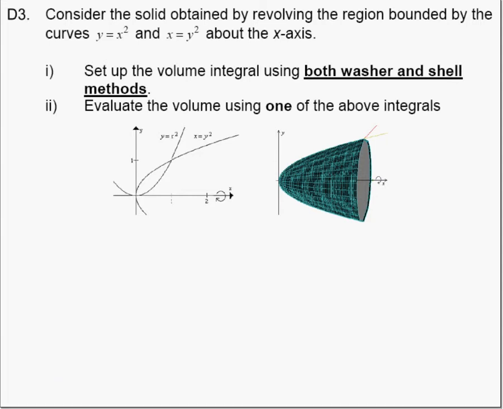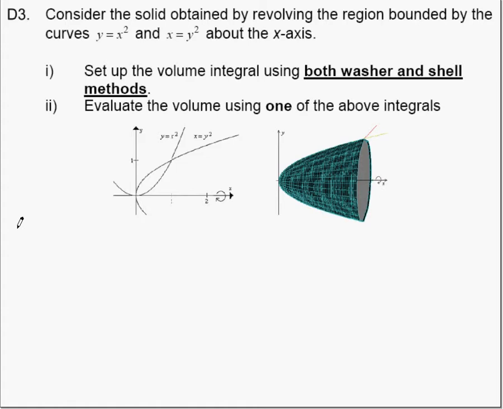The following is example 3, or D3, from your midterm review. And this is dealing with volume, so we're asked to find the volume that we get by revolving this shape here around the x-axis. And we're asked to set up the volume using both the washer and shell methods. So we want to use both methods and then solve one of them.